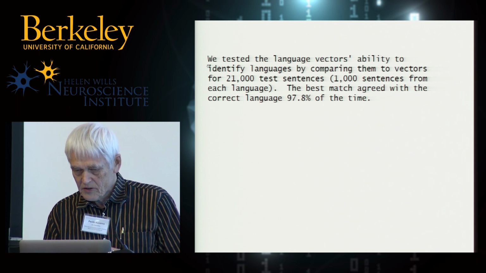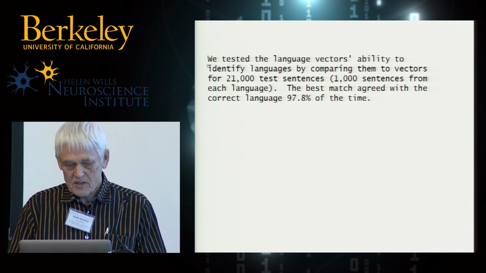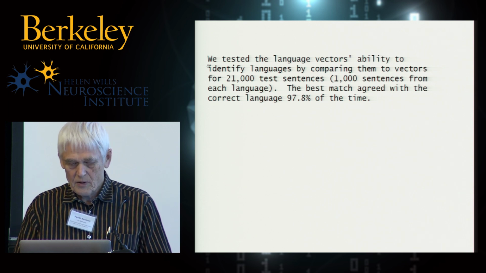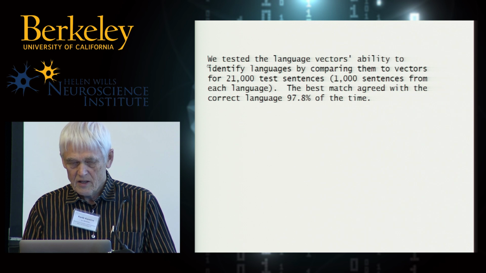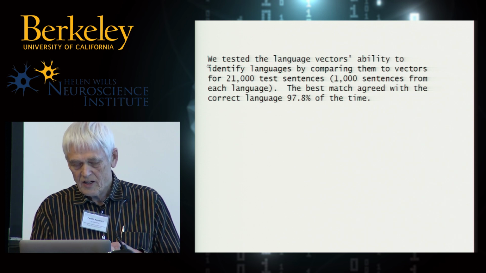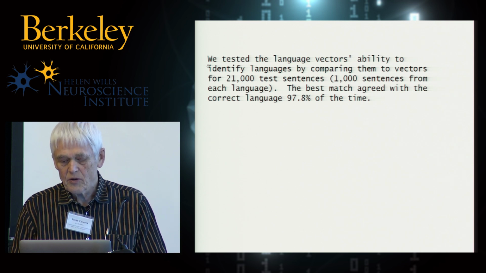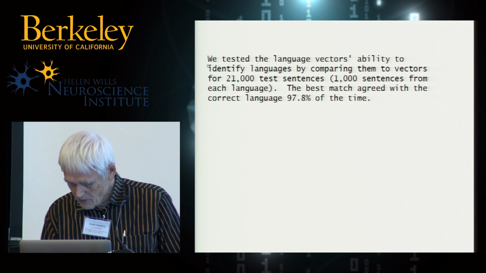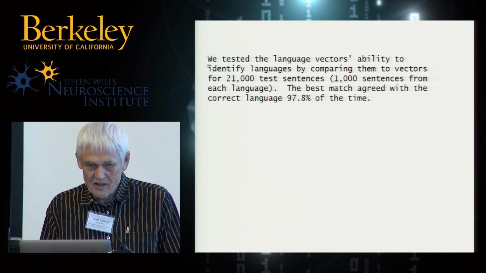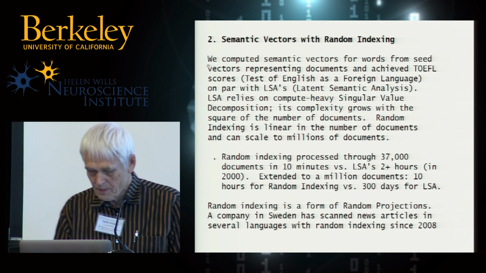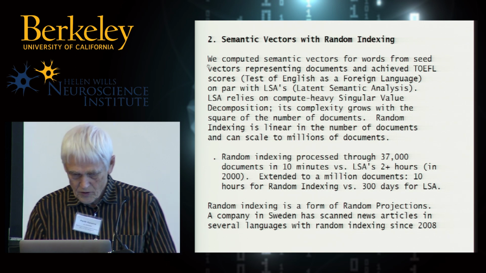Then we tested these language vectors, whether they can be used to identify samples from these same languages, and we had 21,000 test sentences, 1,000 sentences from each of the languages. We compared the language vector computed for a test sentence to the language vectors that we had computed from known text samples, and we got about 97.8% accuracy, which, for the simplicity of the algorithm, we were very surprised, because this was done as a student project, and we are continuing on this work now also as a student project at Berkeley.